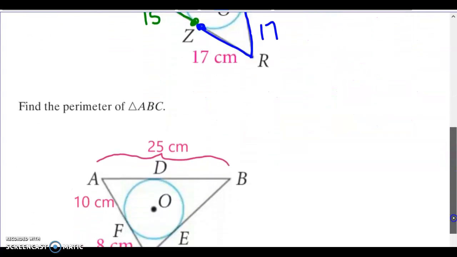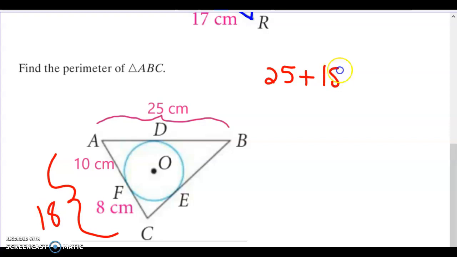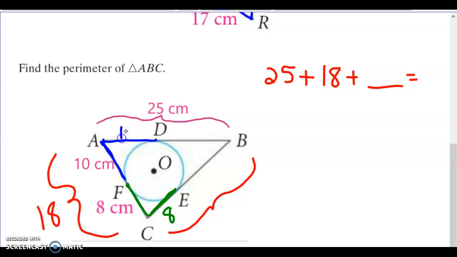All right. Down here on this example, it says find the perimeter of the whole thing. So I know this whole side is 25. So 25 plus, I know this side over here is 18, plus, now I don't know what this side over here is. So we've got to figure that out. Okay. All right, so what we're going to do is work our way around the circle here. So if this piece is 8, then making an ice cream cone right here, this piece would also be 8. All right. Making my ice cream cone here would be a 10, and this piece would be a 10.